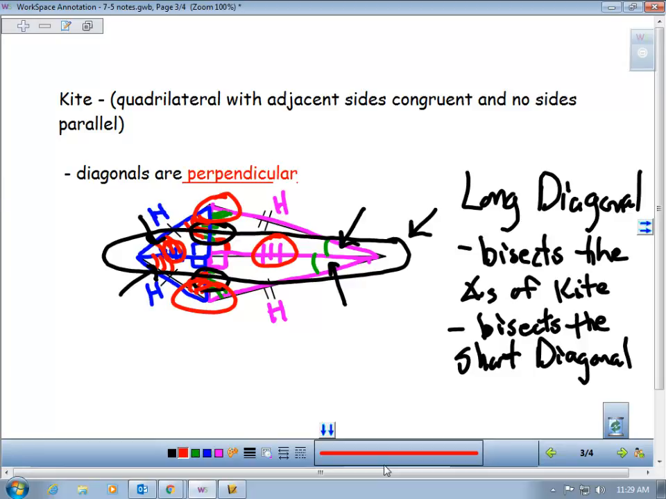No. So guys, this only works for the long diagonal, not the short diagonal. The short diagonal does not bisect the long diagonal. The short diagonal does not bisect the angles. This only works for the long diagonal. Now, some of you are going to say, how do I know if it's a short diagonal or long diagonal? Guys, because of the way a kite is drawn, you ought to be able to tell pretty easily which one's the short and which one's the long.